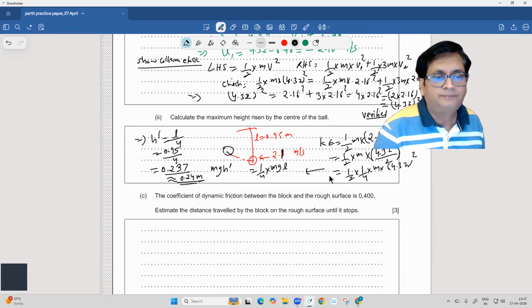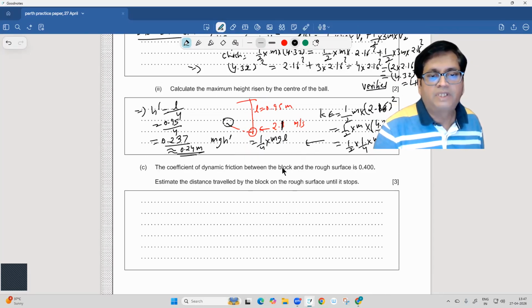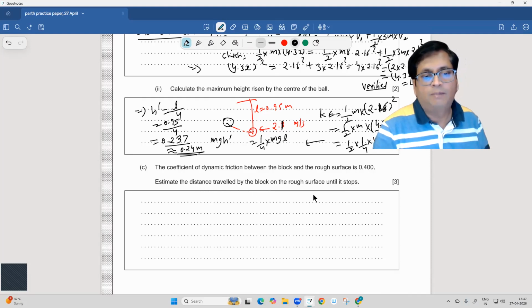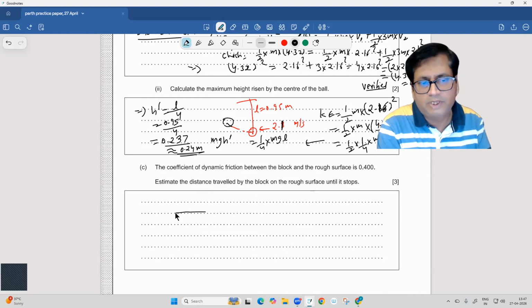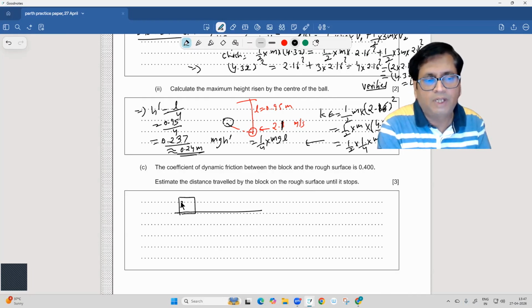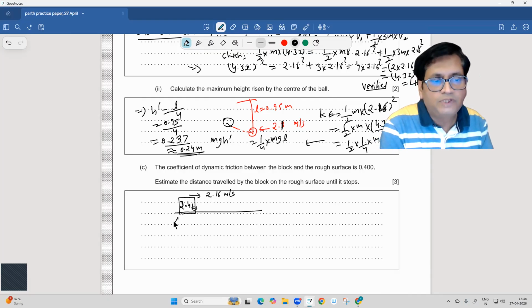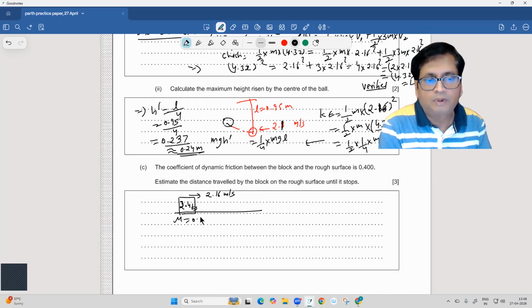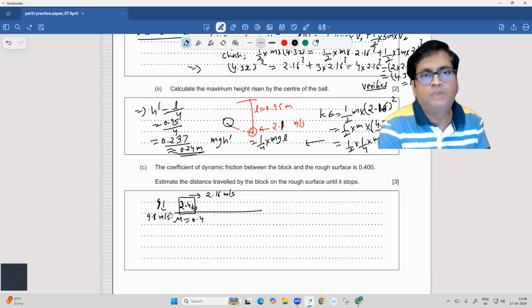Okay, next part. The coefficient of dynamic friction between the block and the rough surface is 0.4. Estimate the distance traveled by the block. ये बताओ क्या दिक्कत है? इसमें तो कोई दिक्कत नहीं होनी चाहिए। ये ब्लॉक 3m मास का वो 2.4 kg, और ये 2.16 मीटर पर सेकेंड की स्पीड से जा रहा था, राइट? तो म्यू फ्रिक्शन दिया हुआ है इसके अंदर 0.4। जी की वैल्यू आपको पता है 9.8 ले लेते हैं, तो कितनी दूर जाके रुकेगा ये?